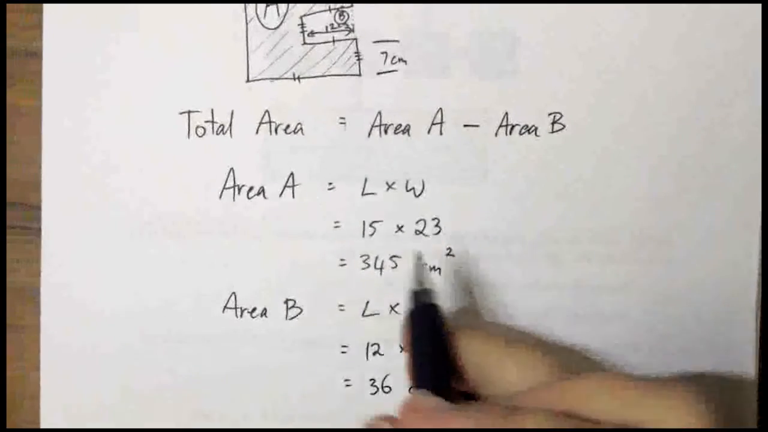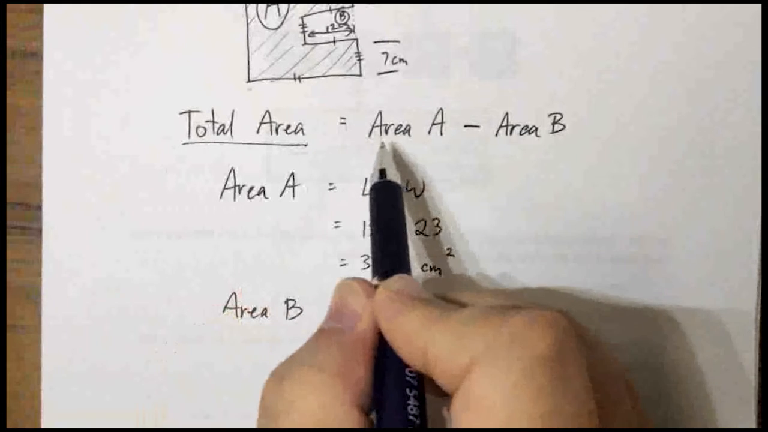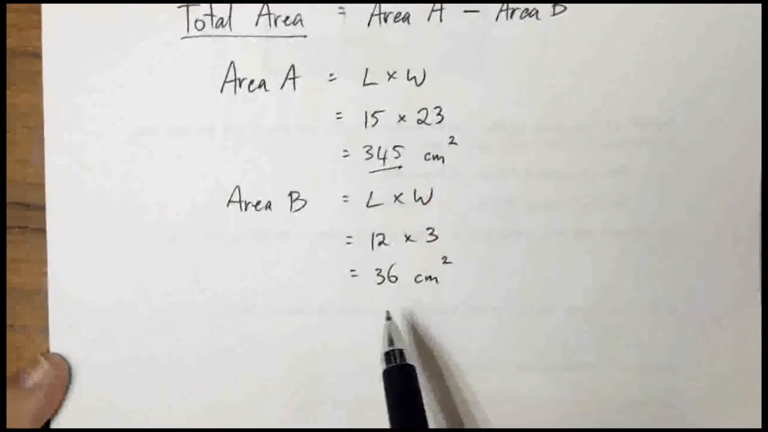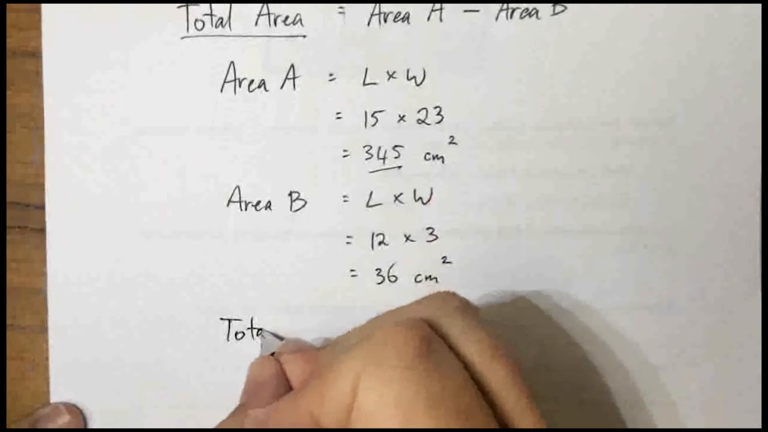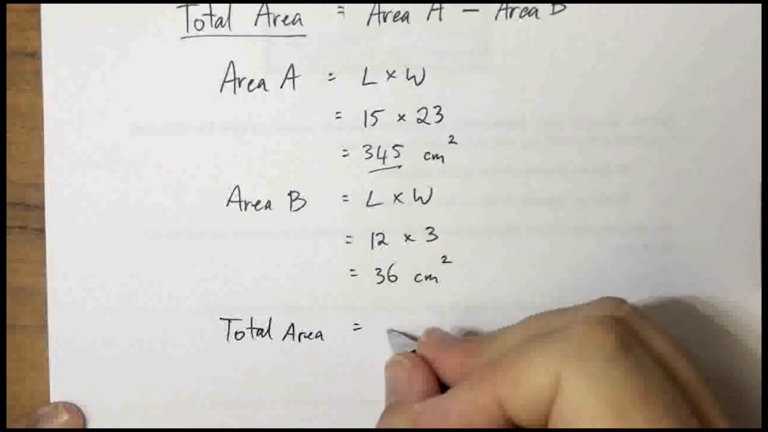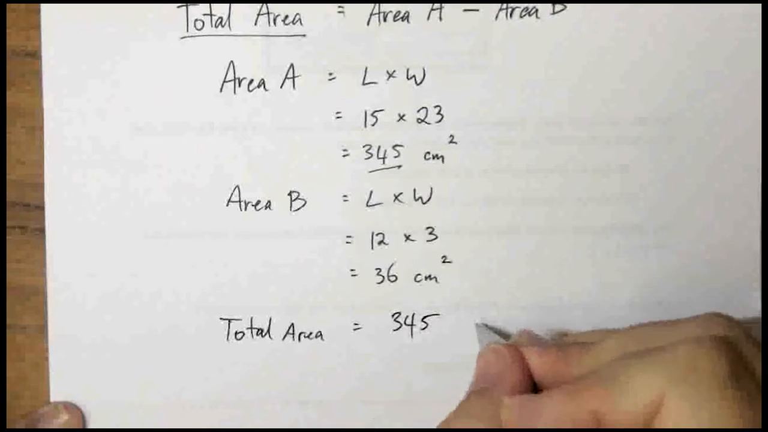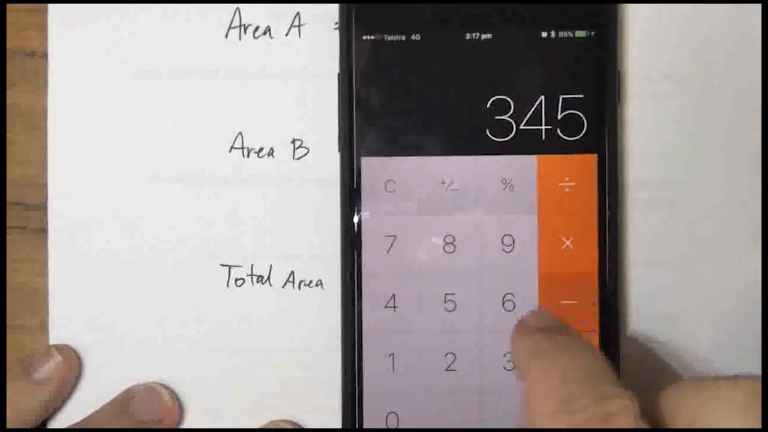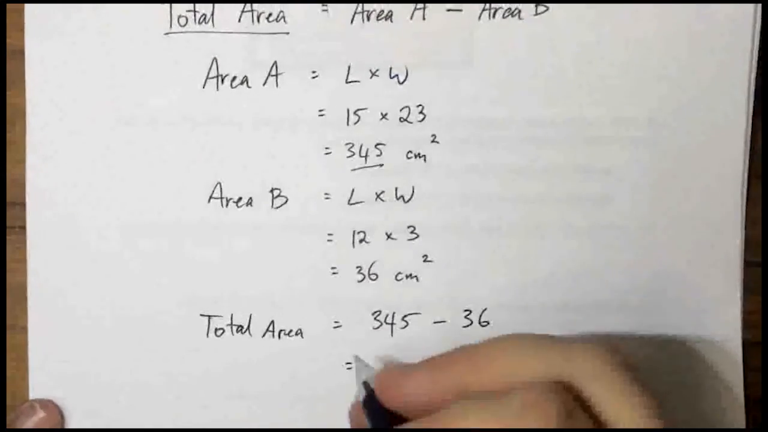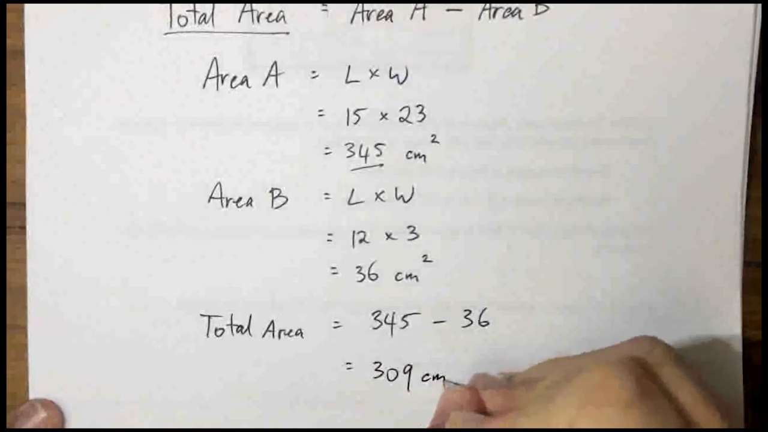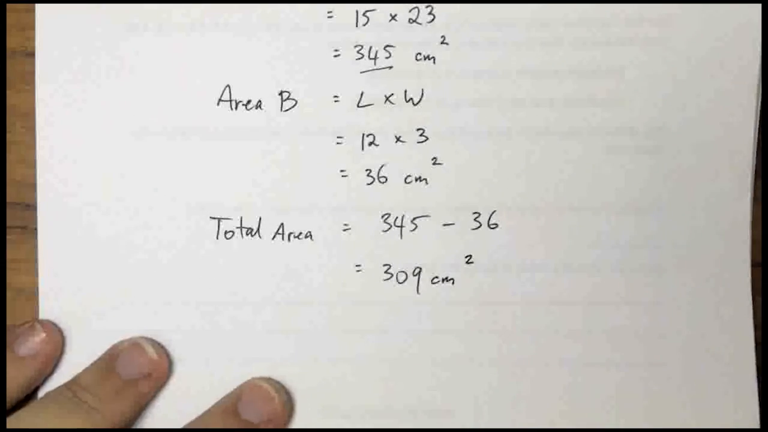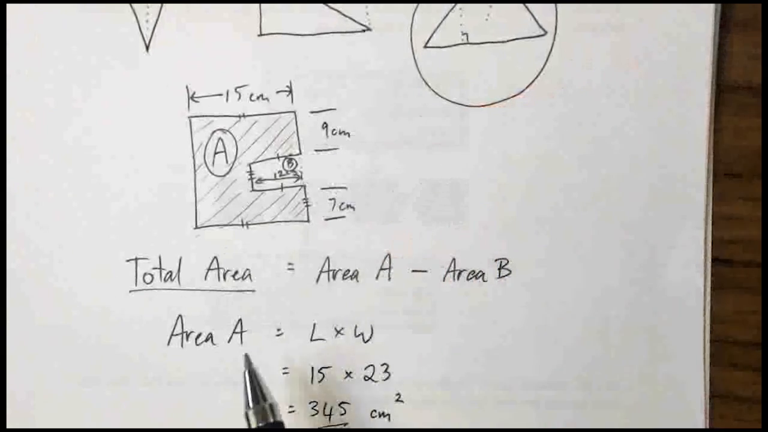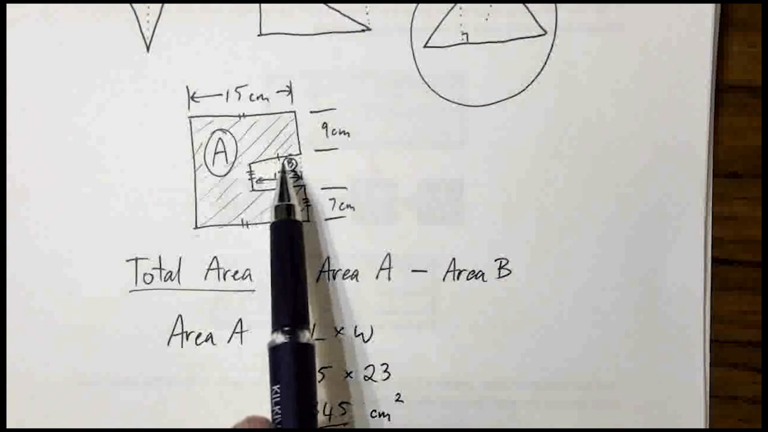Now if I go back to here, I know that I have to find my total area. It's equal to area A, that one, take away area B, that one. So if I now go total area equals 345 minus 36, 345 minus 36 is equal to 309 centimetres squared. And that is the total area of that composite shape. And it's not hard if you break it down into its individual parts.